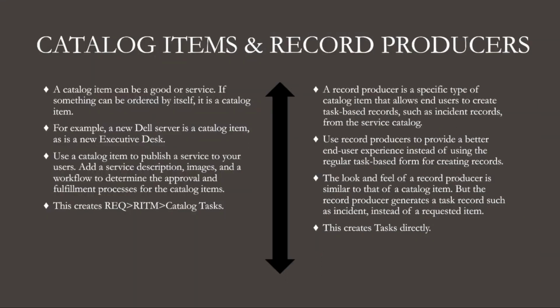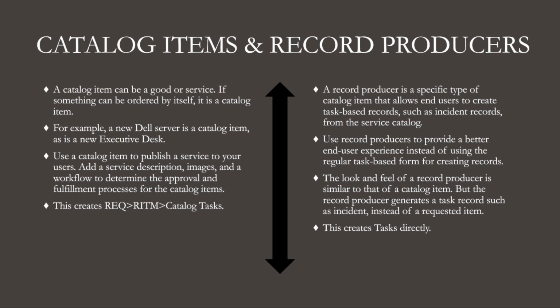Okay. So what are catalog items and record producers? So let's see the difference. What is the difference between those? So a catalog item can be a good or service. If something can be ordered by itself, it is a catalog item. For example, a new Dell server is a catalog item, as is a new executive desk.